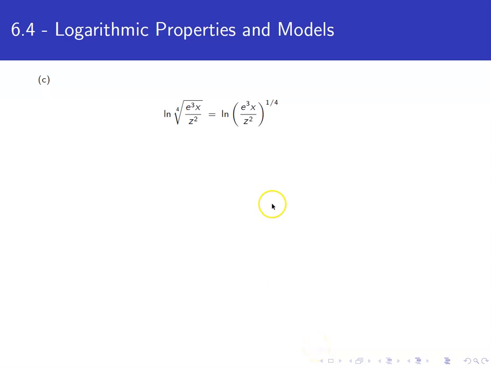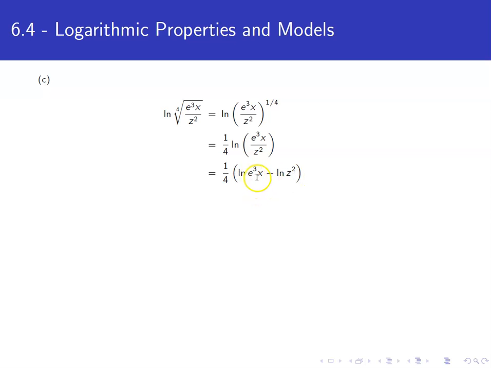For the last one here, we have natural log of the 4th root of e cubed x over z squared. First thing we'll do is rewrite the radical as an exponent. Write it to the 1/4 power. We can bring that exponent down in front. We get 1/4 natural log of e cubed x over z squared. This is now a quotient. We can write the quotient as a difference, so we'll get 1/4 times the quantity log of e cubed x minus log of z squared.